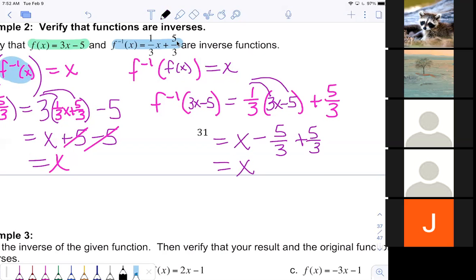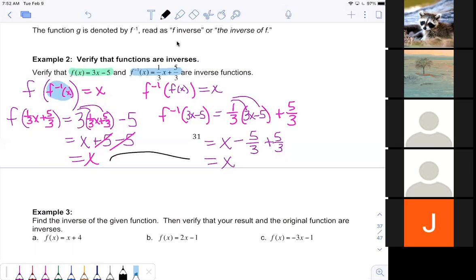Nice job. So the last little check here. This is our goal, to show that the two functions are inverses. We need both of them, the composites, to combine and simplify to the value of x. So verifying functions are inverses is taking the composite of the function and the inverse and simplifying it down to just be the value of x. Does anyone have questions?